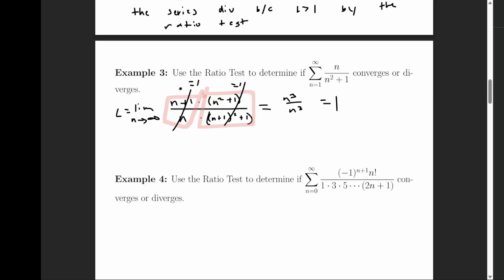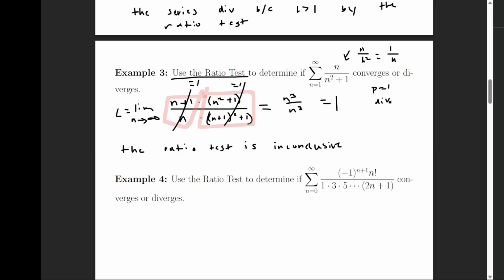And since it's saying use the ratio test, you just say the ratio test is inconclusive, right? Because when you use the ratio test and L is equal to 1, it does not tell you if it converges or diverges. Using another test, like the limit comparison test, if we compare this to n over n squared, which is 1 over n, use the p-test, p equals 1, that diverges, right?